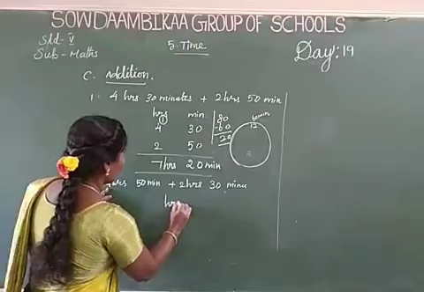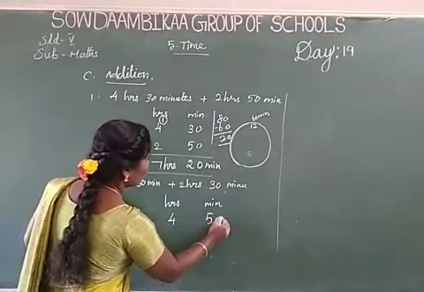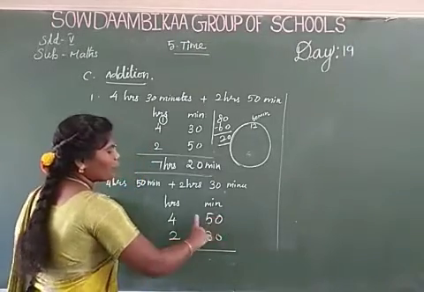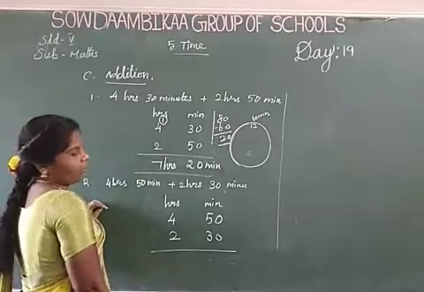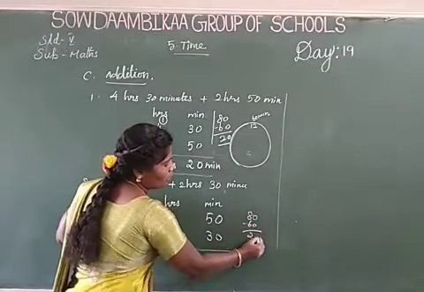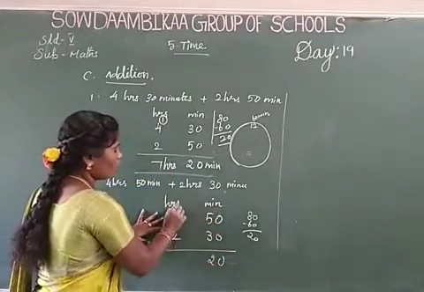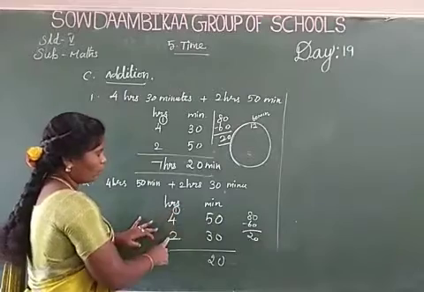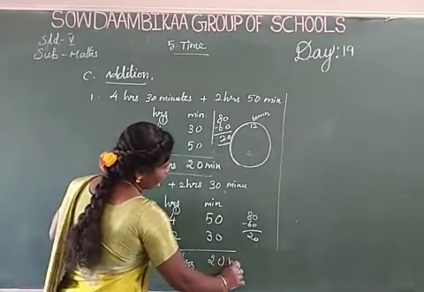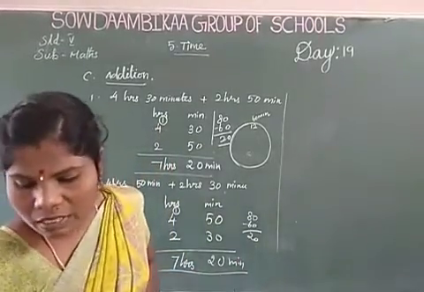The same: hours, minutes, 4, 50, 2, 30. The same, 50 plus 30, 80. The 80 minus 60, 20, only 20. Where is the 60? The 60 minutes added to hours, 1. 4 plus 1, 5, 5 plus 2, 7. The answer is 7 hours, 20 minutes. Okay. The next step.